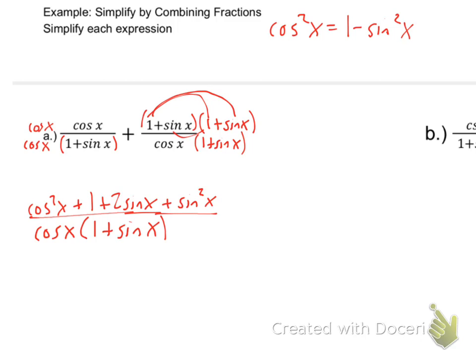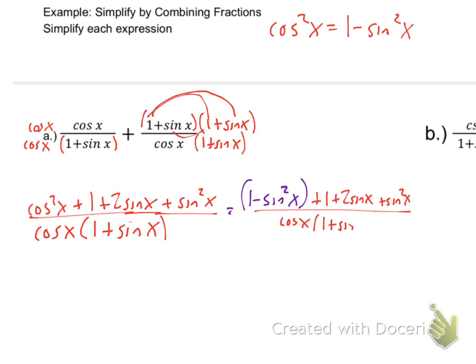We've already used this one, I think. Right? So that means that I could take this cosine out. I'll change colors so you guys can see it. That means this is 1 minus sine squared x. I'll turn back to red. And then it's plus 1 plus 2 sine x plus sine squared x all over cosine x times 1 plus sine x.